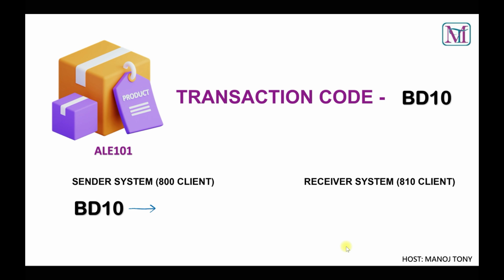So what are the transaction codes to transfer material master from one system to another system in ALE IDocs? That is BD10. In BD10 we give the material number, then message type MATMAS, then the destination logical system, meaning the receiver logical system. Thereafter we track using transaction code WE02 in the sender system whether the IDoc has been successfully sent or not. If sent, then we go to the receiver system and track it in WE02. In WE02, we have received the material master.